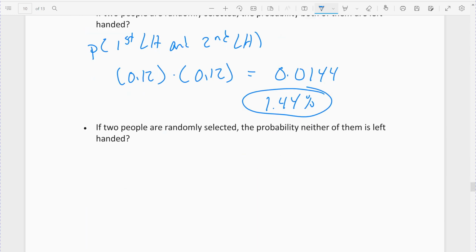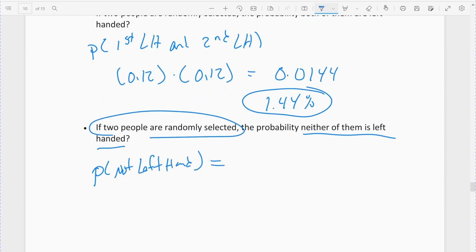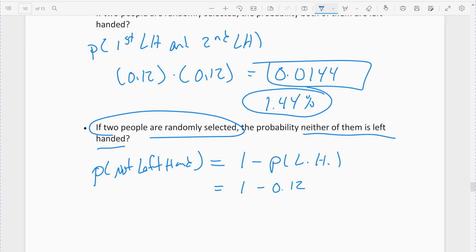If 2 people are randomly selected, find the probability that neither of them is left-handed. So, probability that they are not left-handed. First, I'm going to find that, and then I'm going to do my 2 people selection. Alright, probability they're not left-handed is 1 minus the probability that you're left-handed. So, if 12%, 1 minus 0.12, and so the probability that you're not left-handed is 88. 88% of the population would be not left-handed.